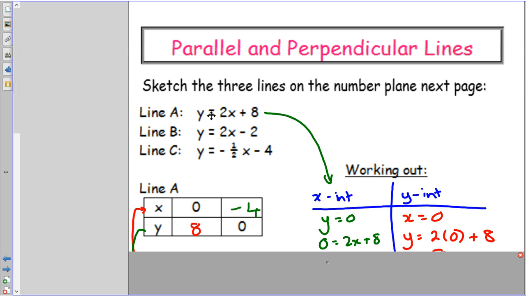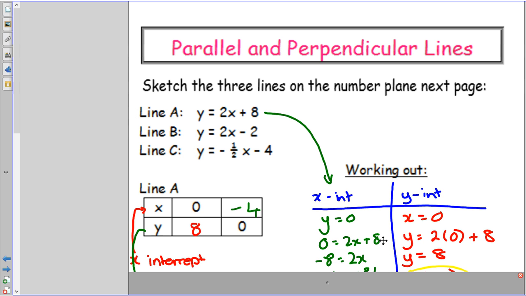So if at the x-intercept y is 0, so replace the y with 0, so 0 equals 2x plus 8, but at the y-intercept x is 0, so y equals 2 bracket 0 plus 8. And then you just start to solve them separately. So negative 8 equals 2x, we've subtracted 8 from both sides. In this case I just substituted in 0, so 2 times 0 is 0. So we've got the y-intercept, y equals 8.